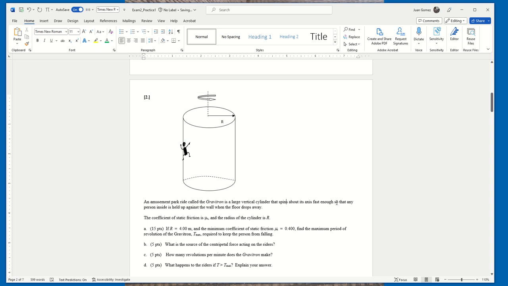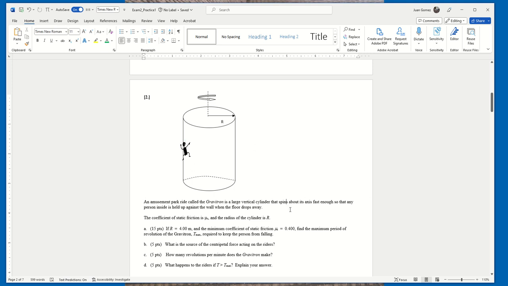And the other problems deal with uniform circular motion. So the next couple of videos will deal with UCM problems. Here's problem 2 on the test. It's a sketch of an amusement park ride called the Gravitron. I'm sure you've all heard of it, whether or not you've actually been on one.